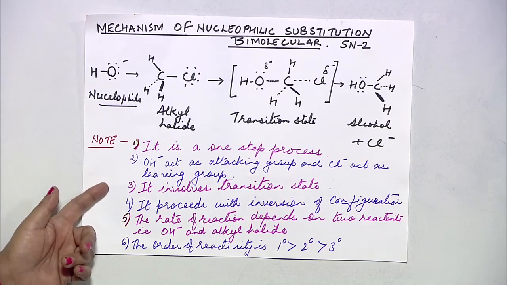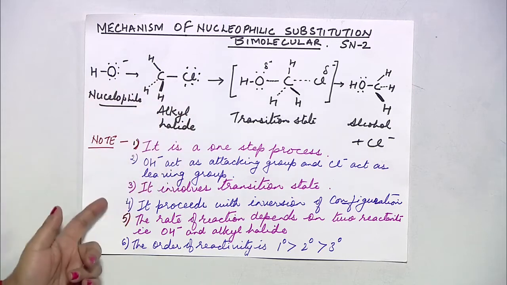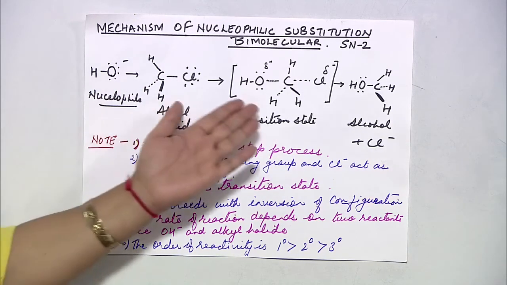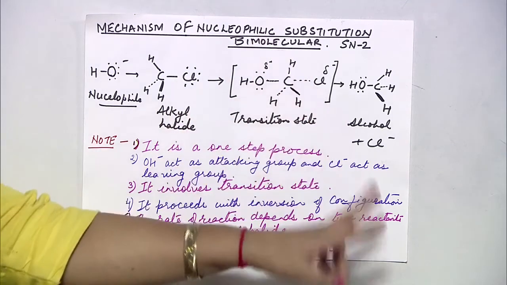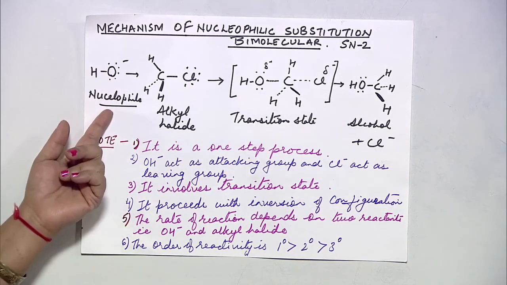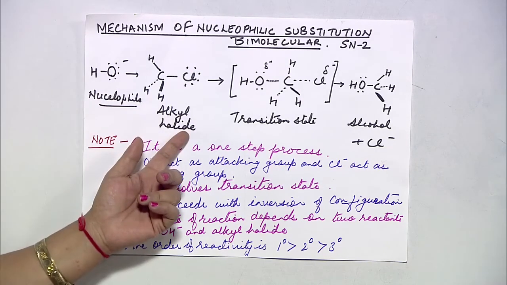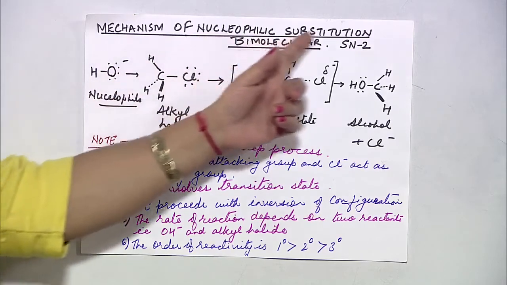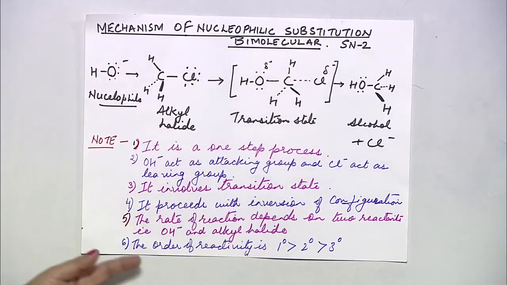It involves a transition state as you have seen in the figure. It proceeds with inversion of configuration. You find that these atoms are getting inverted like an inverted umbrella. Fifth, the rate of reaction depends on 2 reactants. Which are those 2 reactants? Nucleophile OH and the alkyl halide. So, that is why it is called nucleophilic substitution bimolecular.